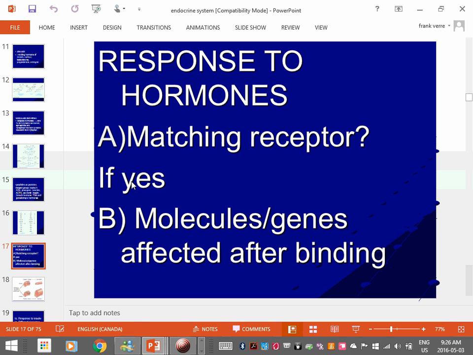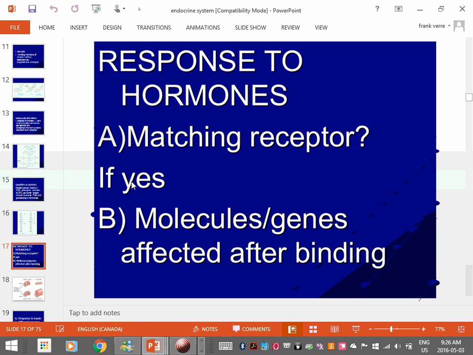So where is ADH made again? Where does it go? It goes into the bloodstream, and then it travels around the body, and it targets the kidneys. My question is, why don't other parts respond? Why only the kidneys? Why don't your eyes respond?